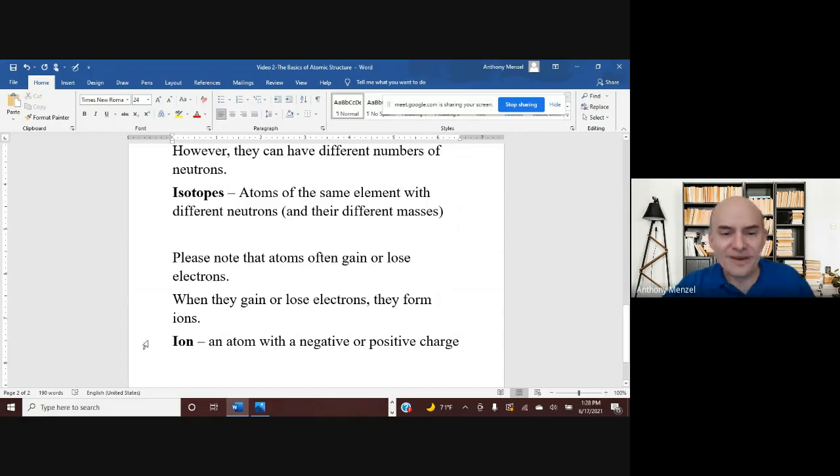And then this term ion is a very important term. An ion can either have a negative or positive charge. For example, if you gain electrons, electrons are negative. So if you're gaining electrons, your charge is going to be negative. If you lose electrons, then your charge is going to be positive because you have less negatively charged subatomic particles.